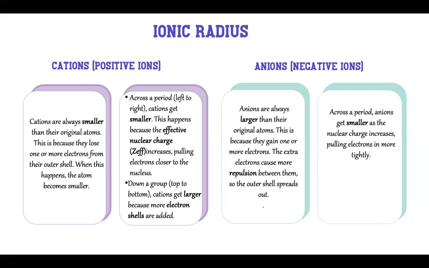On the other hand, anions are always larger than their original atom, and this is because they gain one or more electrons. The extra electrons cause more repulsion between them, so the outer shells spread out. Across a period, anions get smaller as the nuclear charge increases, pulling electrons in more tightly.